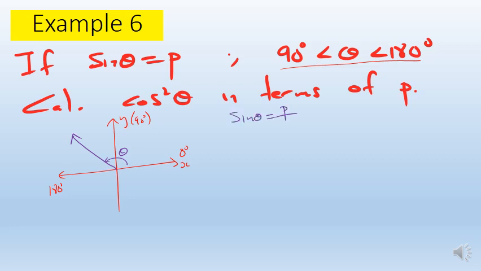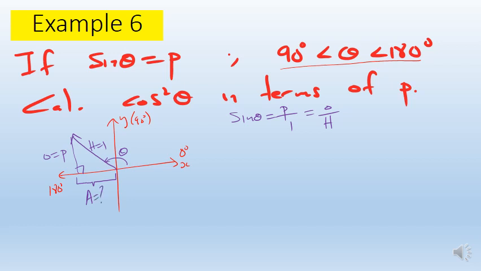It's just not p, but p over 1. And that should be opposite over hypotenuse. So the opposite side is p, and the hypotenuse is equal to 1. So what it tells me is I need the adjacent side. How do I calculate that?